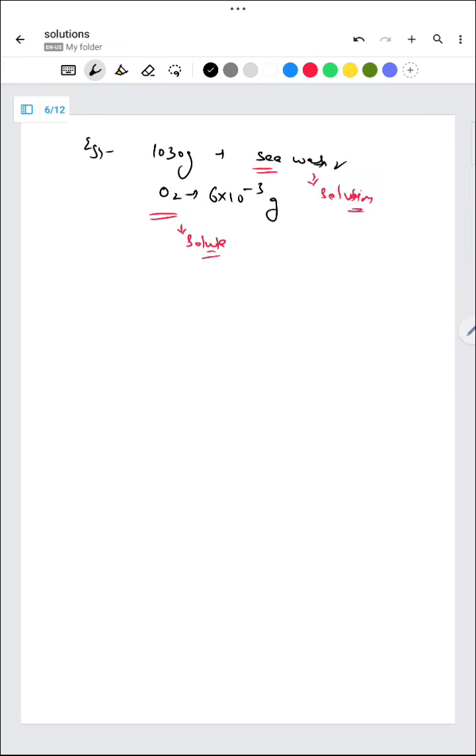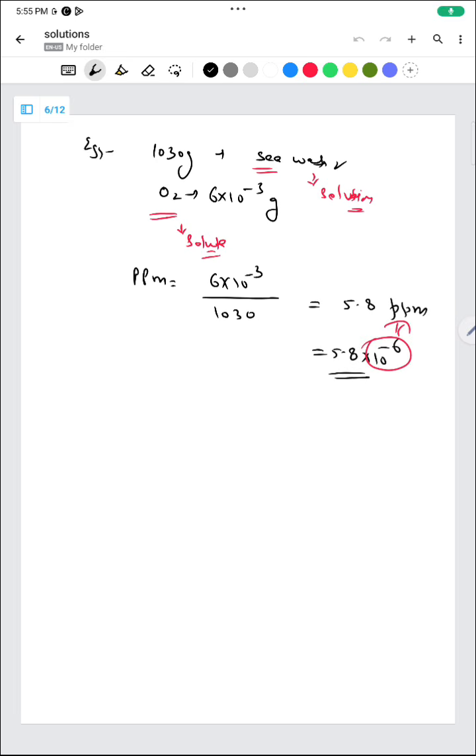अब अगर हमें यहाँ पे ppm में कंसंट्रेशन निकालनी है तो वो क्या होगा, 6 into 10⁻³ divided by 1030, and it will become equal to 5.8 ppm, or 5.8 into 10⁻⁶.